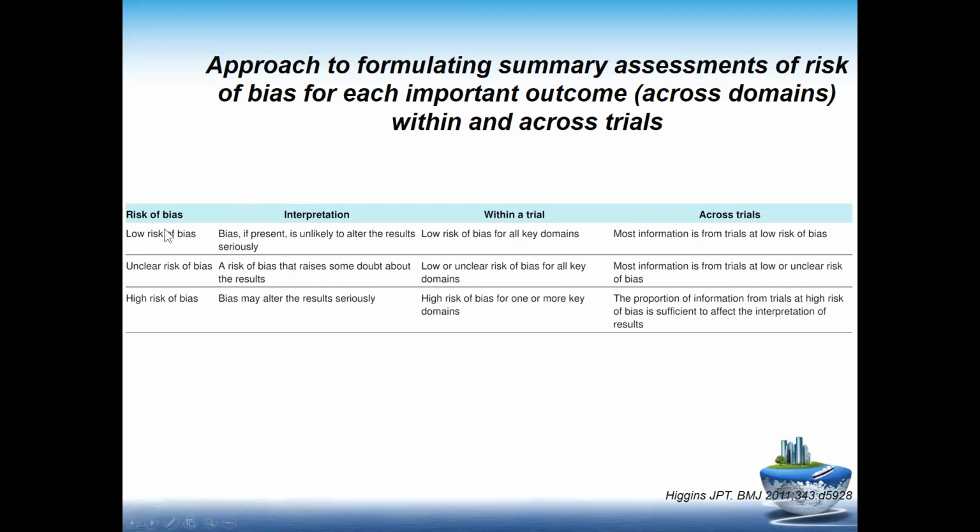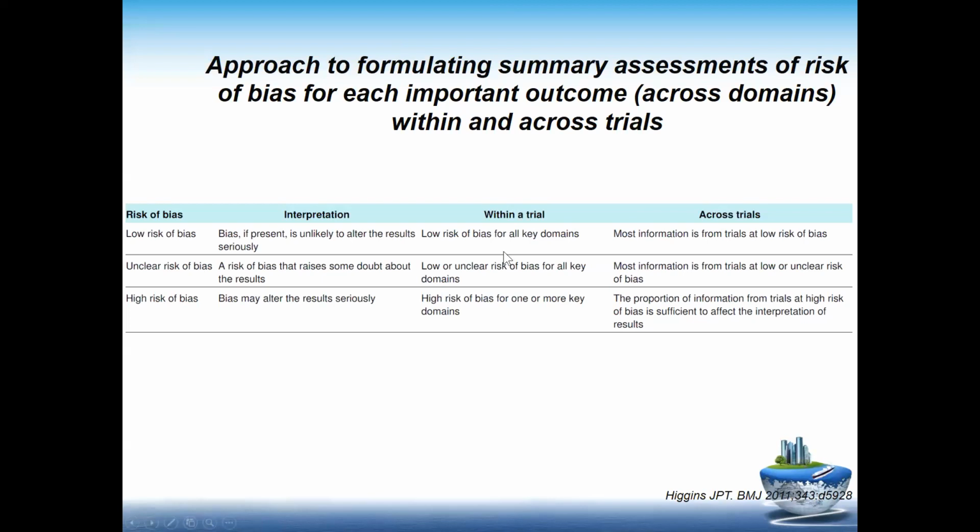Now, these are the principles, the rules for drawing a summary assessment. There is actually no gold standard, no very specific rule, but just some general principles. So when should you give a low risk of bias to a whole study? There are 7 domains. Some are low risk of bias, some are unclear risk. So how do you make the summary assessment?